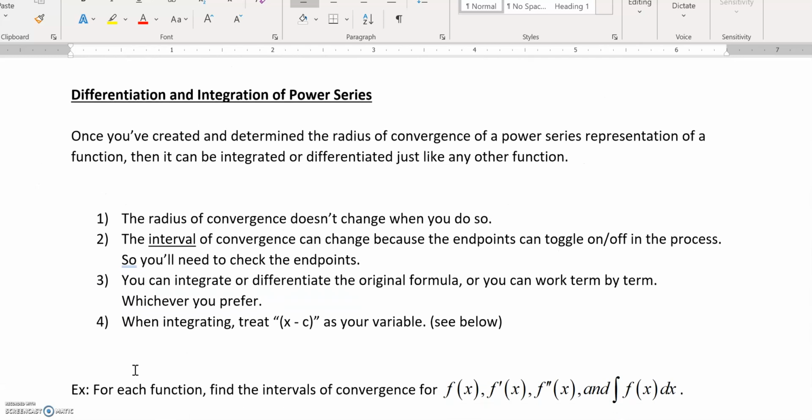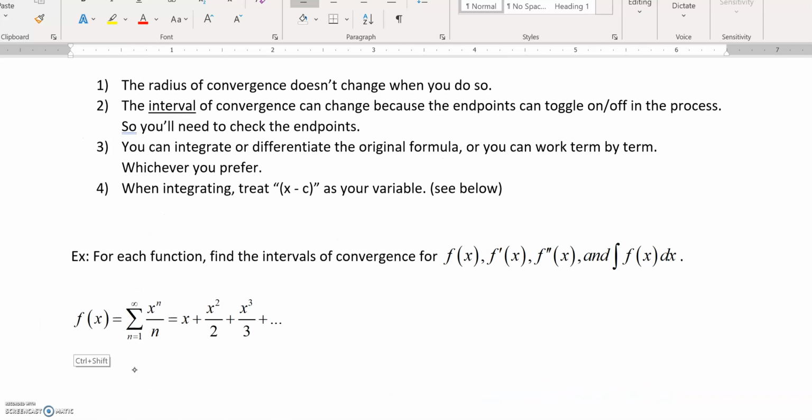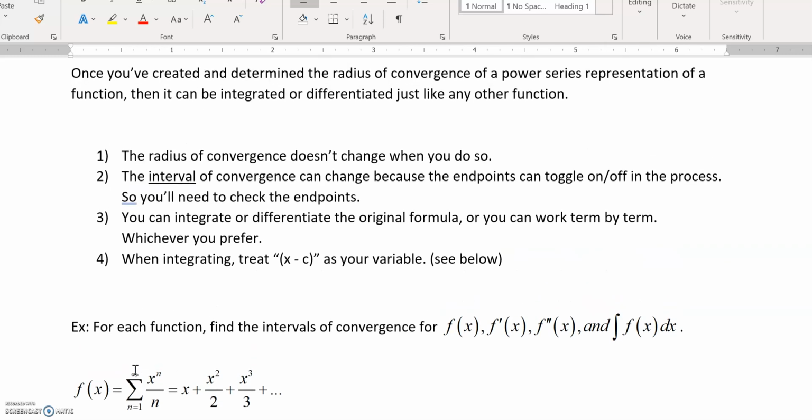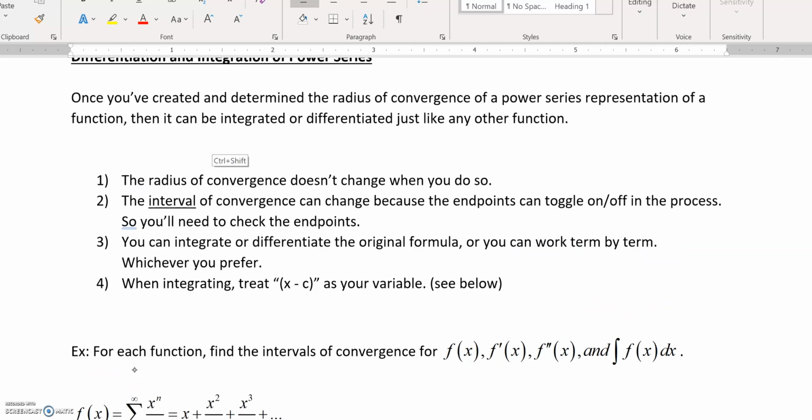Now we're going to talk about differentiation and integration. It's pretty easy. It's mostly going to be doing similar stuff. Remember, we're making power series a function. We're thinking of the function of x as this power series. And since it's a function, we can integrate it and differentiate it just like any other function. So we can start playing around with these things.